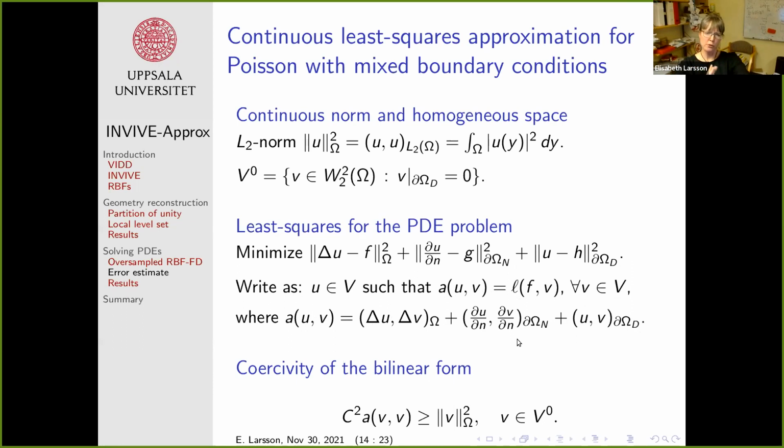But the point of all this writing things in a different way is that now we can show that this bilinear form for the continuous problem, for two continuously integrable derivatives, is coercive. So there is a lower bound for this bilinear form in terms of the norm of this function in this space. And this is typically the finite element approach.